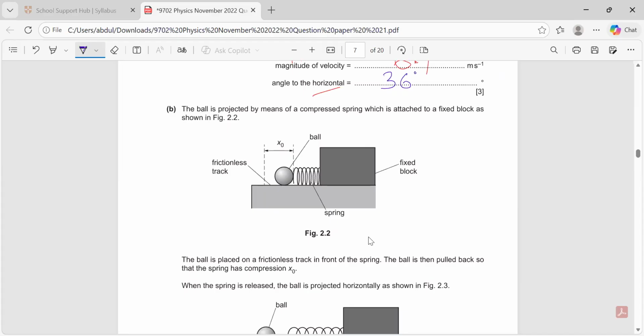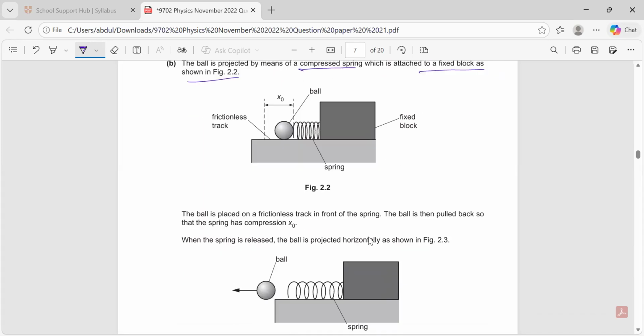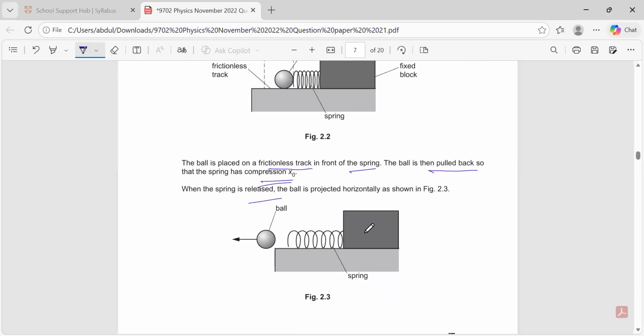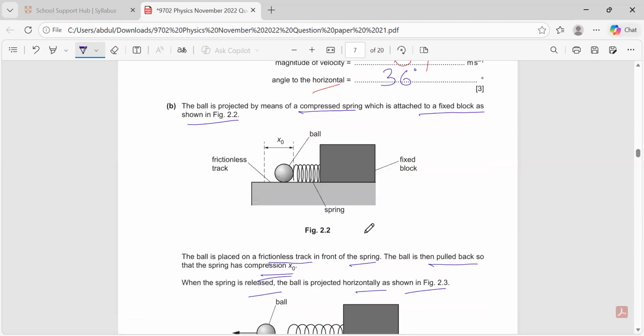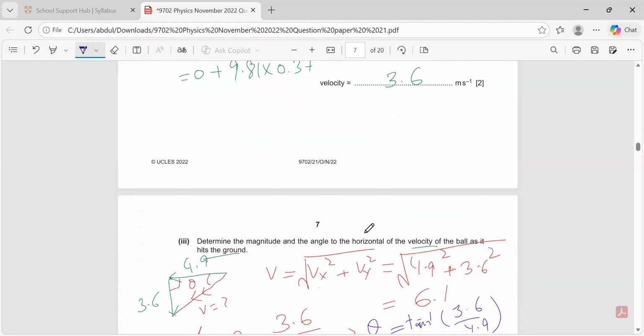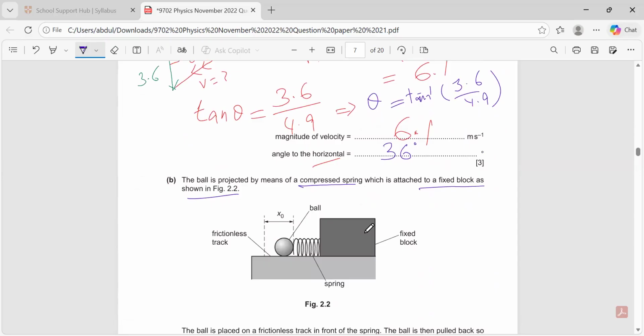So the ball is projected by means of a compressed spring, which is attached to a fixed block as shown in the figure. The ball is placed on the frictionless track in front of the spring. The ball is then pulled back so that the spring has a compression of x naught. When the ball is released, the ball is projected horizontally as shown in the figure. You know, how did they project this ball? Here, this ball was linked with a spring like this.